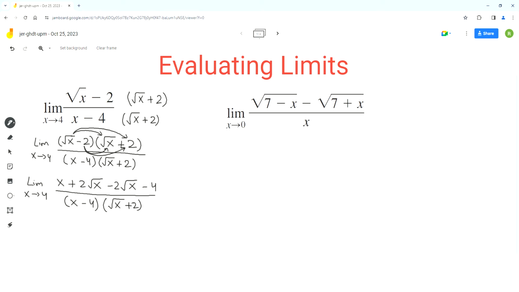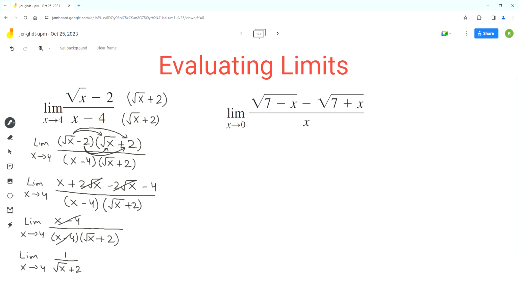So now we can simplify the numerator expression. 2 square root x and minus 2 square root x cancel each other out because they are same terms with opposite signs. So we get limit x approaches 4 and we get x minus 4 over x minus 4 times square root of x plus 2. Now we can cancel out the x minus 4s and we get limit x approaches 4 and then 1 over square root of x plus 2.